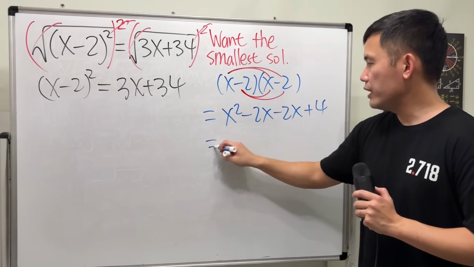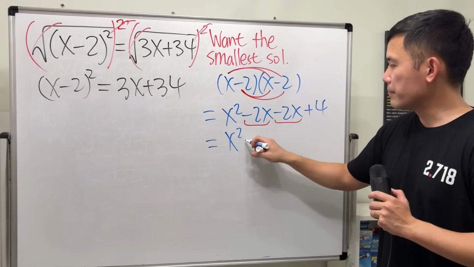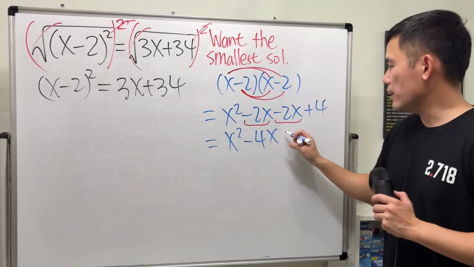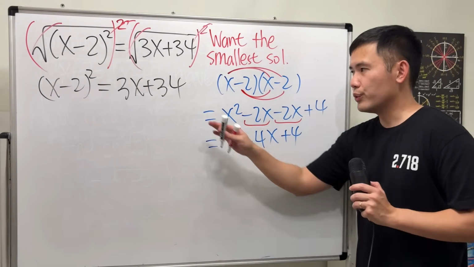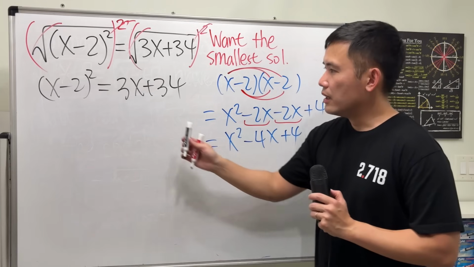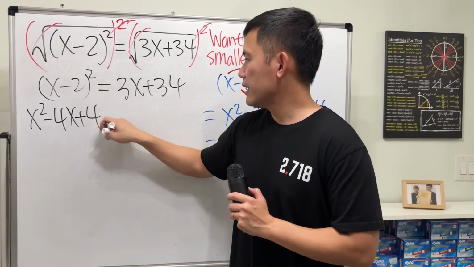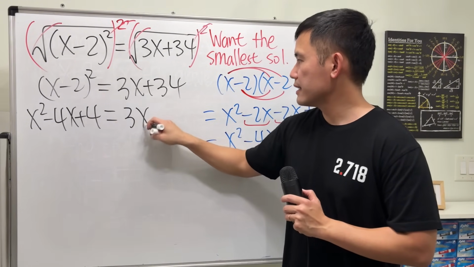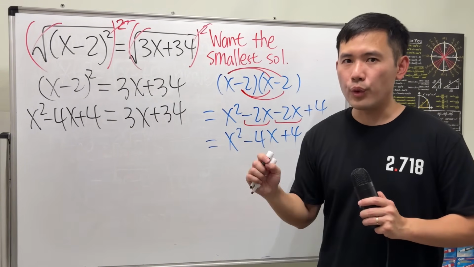Combine them, we get x squared minus 2, both of them have the x, so that's minus 4x plus 4. So don't forget the middle term when you expand that. Let me write that down right here. And then we also copy down the right hand side. Now we have a quadratic equation.